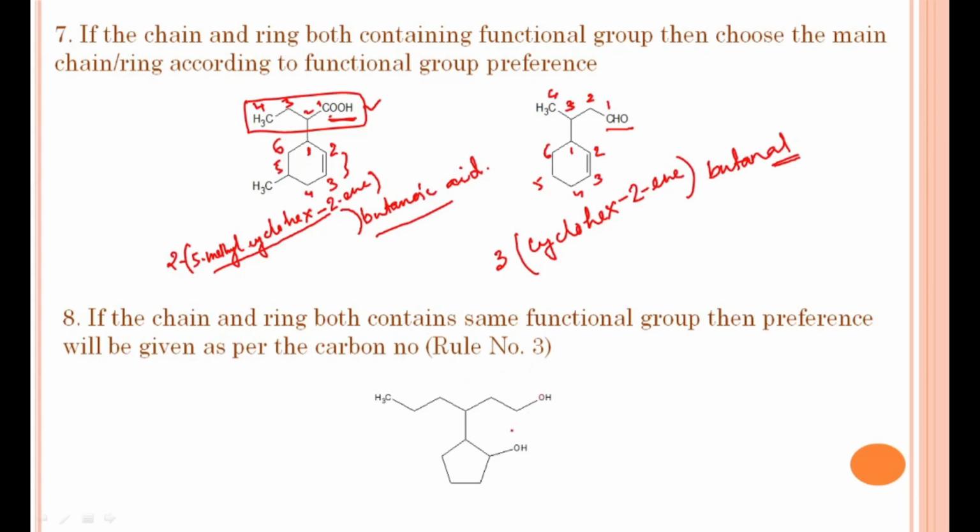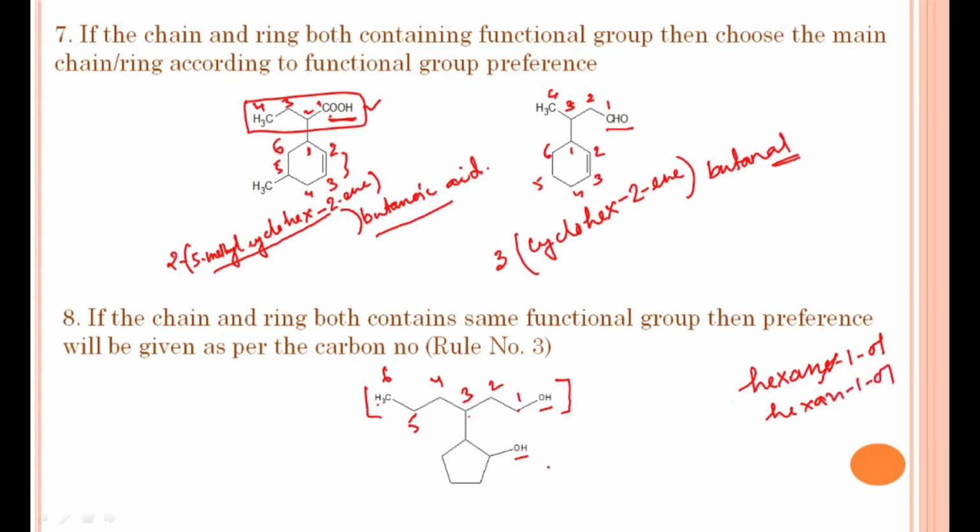Now if both the side chain and the main cyclic structure contain the similar functional group, then we have to give preference according to carbon number. So here the carbon number is 1 2 3 4 5 6, here it is 5. So this will be the main chain for this structure. You have to give numbering accordingly by giving preference to the functional group. So that is hexane-1-ol. As the functional group is present, it will be hexan-1-ol.